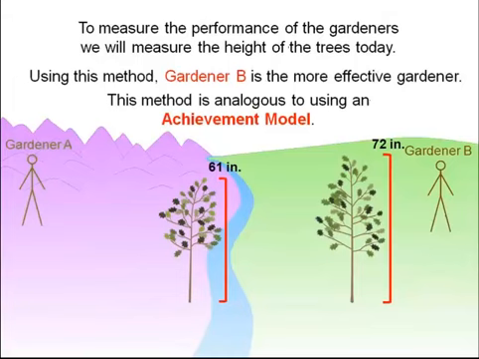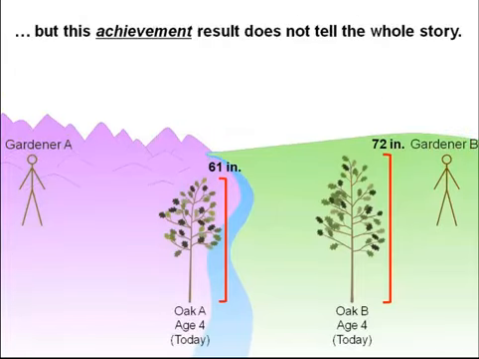To measure the performance of gardeners, we will measure the height of the trees today, 1 year after they began tending to the trees. With a height of 61 inches for oak tree A and 72 inches for oak tree B, we find gardener B to be the more effective gardener. This method is analogous to using an achievement model to evaluate performance. But this achievement result does not tell the whole story.